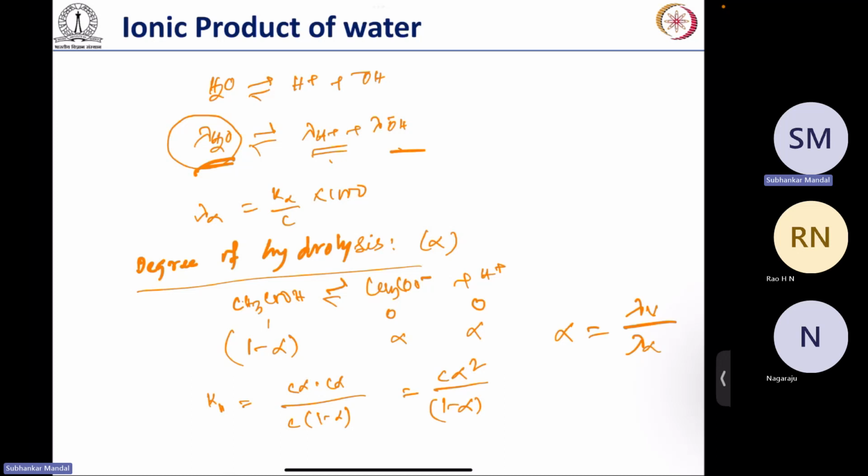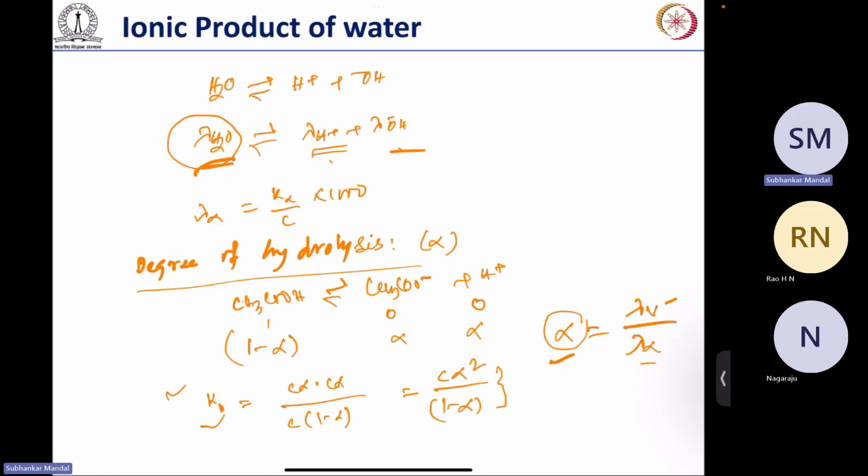If you know the conductivity value, or it is given, then you can calculate Kh. Whatever way we calculate the solubility product, that kind of problem also comes for the ionic product of water or any acid. In that case, you have to calculate the degree of dissociation. If you know alpha at infinite dilution and alpha at a particular dilution, then you can get the degree of dissociation, put it in this equation, and from there get the Kh value. Okay, so this is clear.